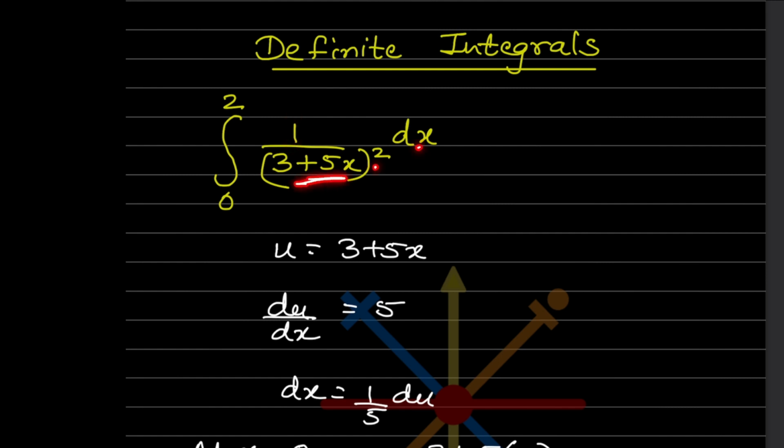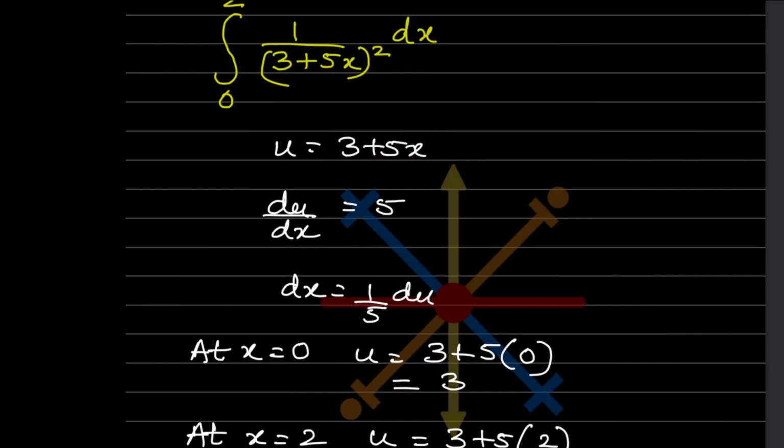So now we'll consider this as u. So u is 3 plus 5x. And when we take the derivative of this one, that will be du by dx. This 3 is constant, so that will be 0. When we take the derivative of 5x, this is going to be 5. So when we rearrange this, dx is going to be 1 by 5 du.